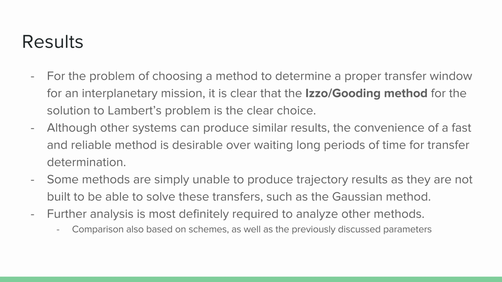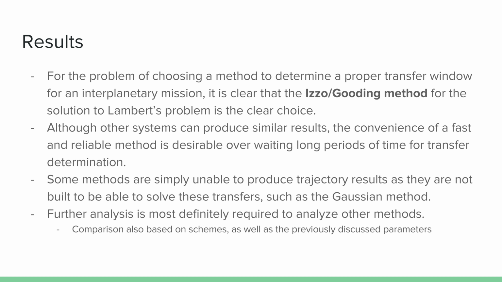So just the final results here. For the problem of choosing a method to determine a transfer, the Izzo-Gooding method is the best overall method for this kind of trajectory. And it's very easy to see that various Lambert solutions definitely affect the production of porkchop plots, both in time to run the simulation and the data that's actually produced. But this is to be expected considering that the different methods use different calculation methods and they work to optimize different things in the problem.